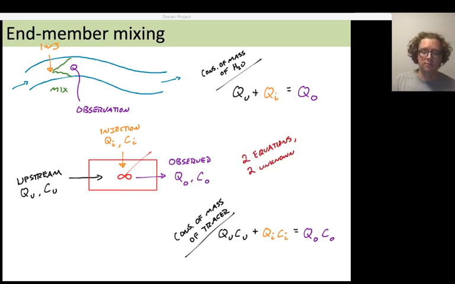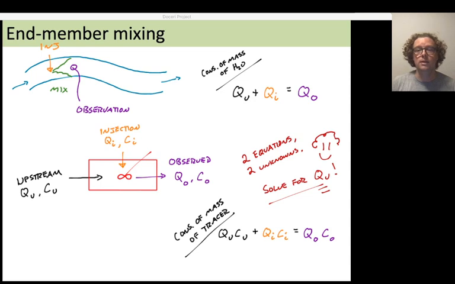So this represents a system of two equations with two unknowns. There's a smiley happy atom drawn on the right-hand side because I know it's a solvable problem. And I can actually use this to estimate QU, so the discharge at the upstream end of my study reach.